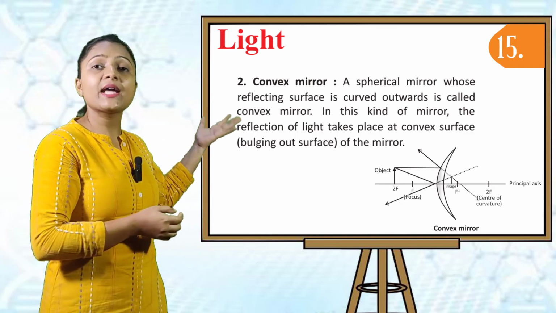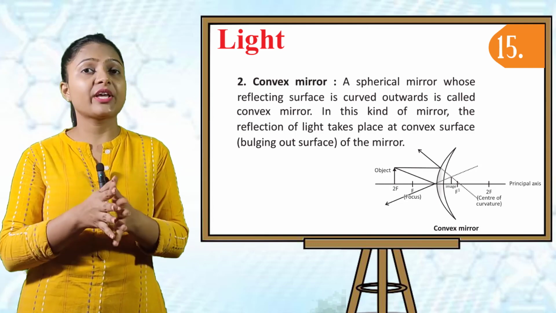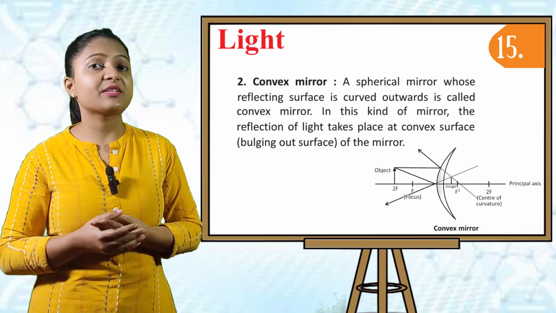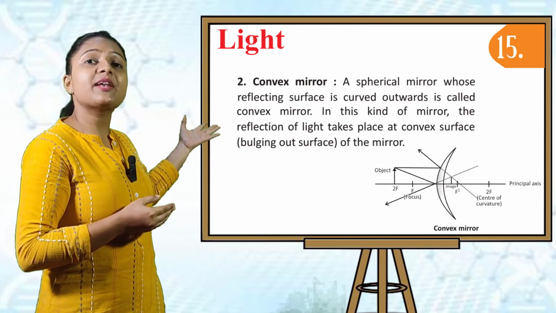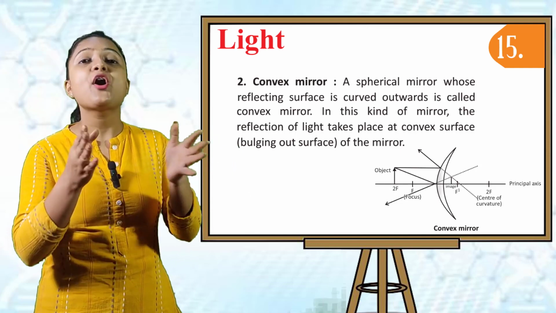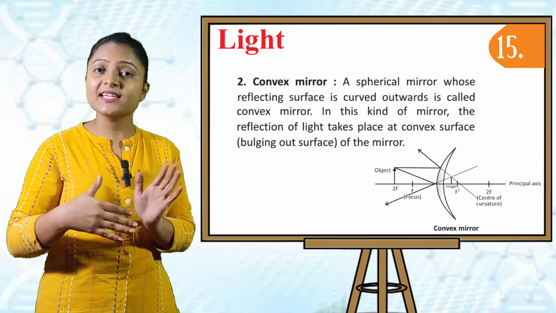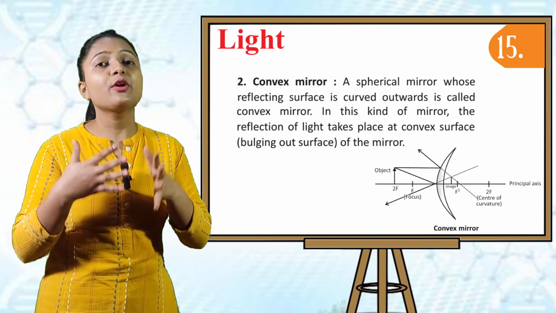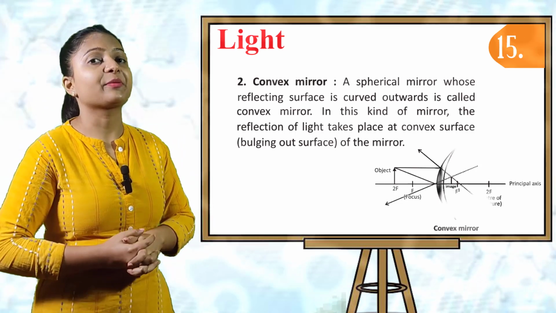So, जो दो टाइप के spherical mirror होते हैं वो होते हैं concave mirror and convex mirror. कॉन्केव मिरर में जब लाइट रिफ्लेक्ट करती है तो वो मिरर के अंदर साइड से रिफ्लेक्ट करती है और कॉन्वेक्स मिरर में जो बल्जिंग साइड होती है मिरर की उसके ऊपर से लाइट रिफ्लेक्ट करती है.